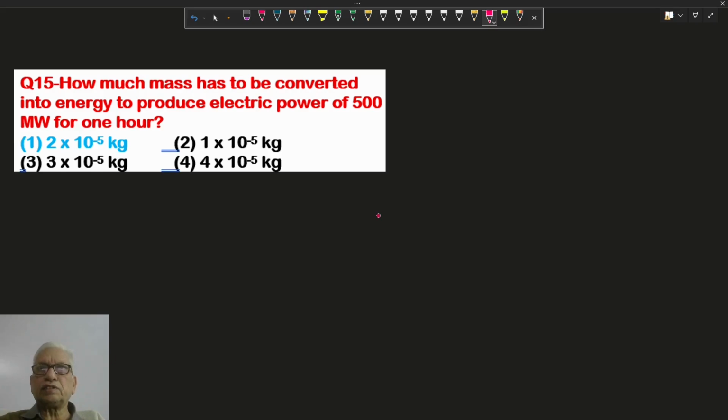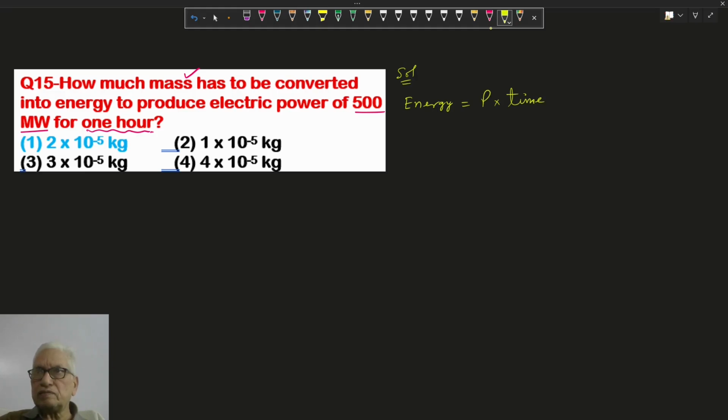Hello, in this question, how much mass has to be converted into energy to produce 500 megawatt power in just 1 hour? So the energy required is power multiplied by the time.